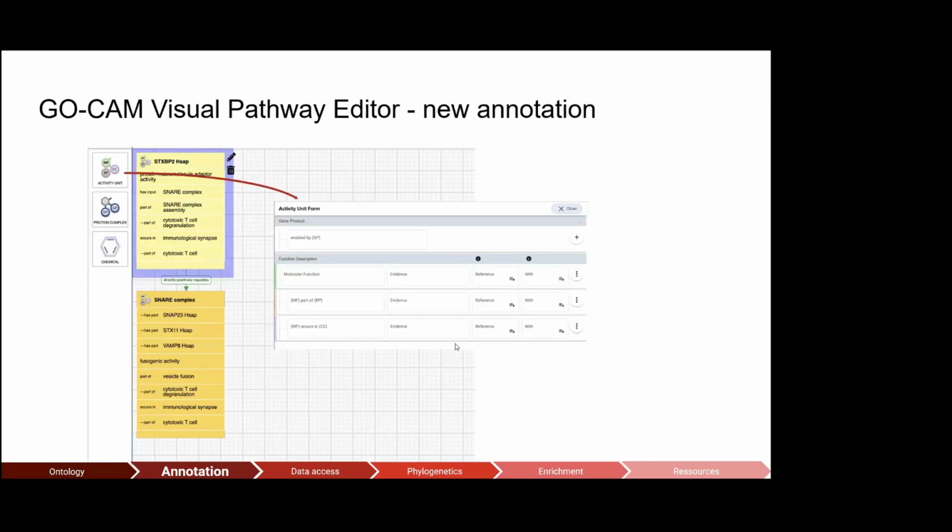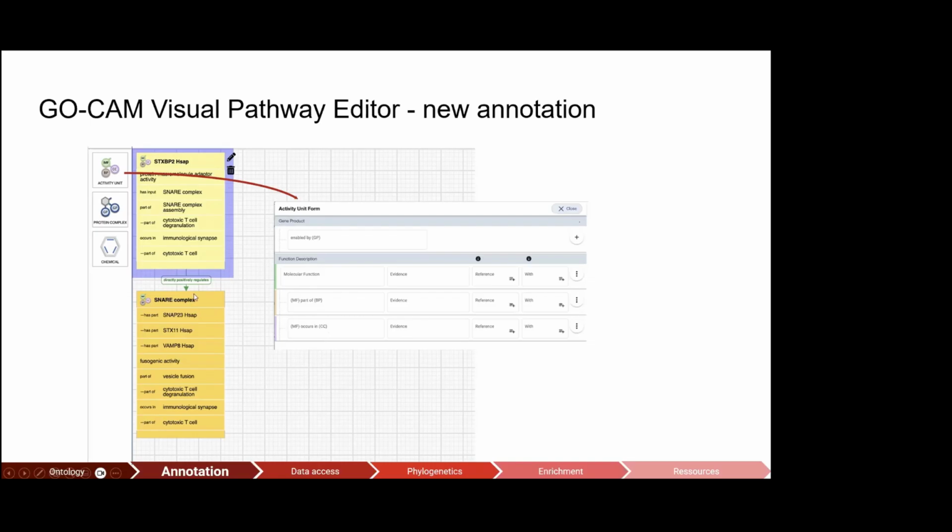So I showed you earlier Protein2GO, how to make standard annotation. Now it's the GO-CAM visual pathway editor, which is the editor for curators to make GO-CAMs. So you have the activity unit box. When you drag it, it opens an activity unit form. So you have the gene product, the molecular function, the evidence, and the reference. Since it's a standard GO annotation, you always have these three statements: the GO term, the evidence, and the reference. Same for the biological process, and same for the cellular component, where it's located in the cell, with the evidence and the reference.